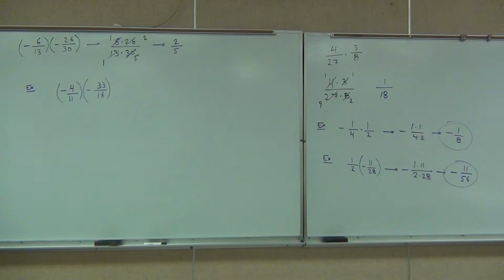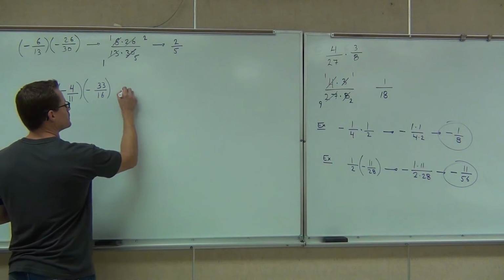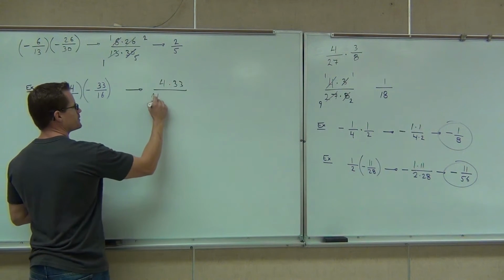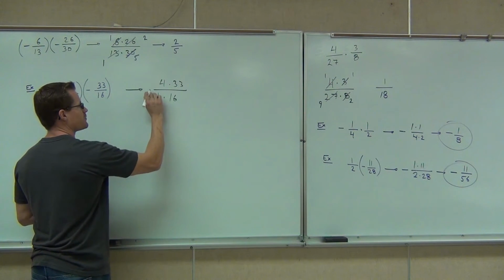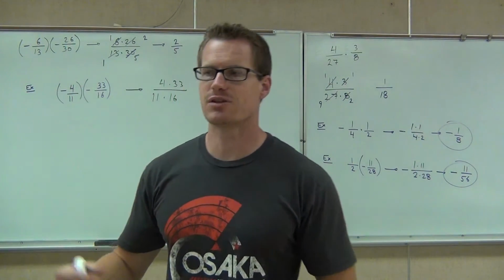Hey, our fractions up here, are we going to get a positive or a negative product? What do you think? Positive. Cool. So we're going to write this as one fraction first. We'll have 4 times 33. We'll have 11 times 16. We'll start simplifying. I'm looking for some common factors up here. So I'm looking at 11, 33. I know that 11 divides both those numbers.